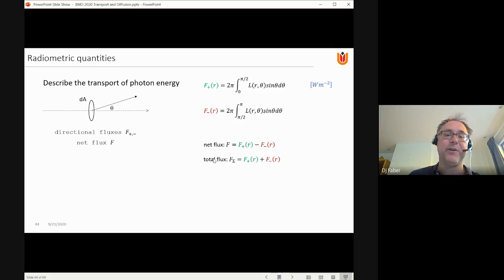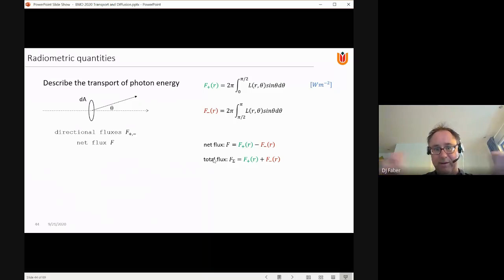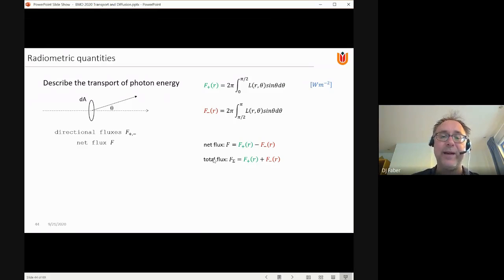We can do the same thing for the power per unit area in the negative direction. That would be F minus, the red term there. That gives us basically the power in the other half sphere. So if we're interested only along this line, we can define the net flux as the difference between the flux in the positive and the negative direction, and we can define the total flux as the sum of these two.